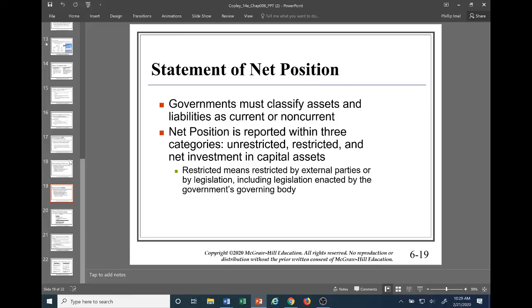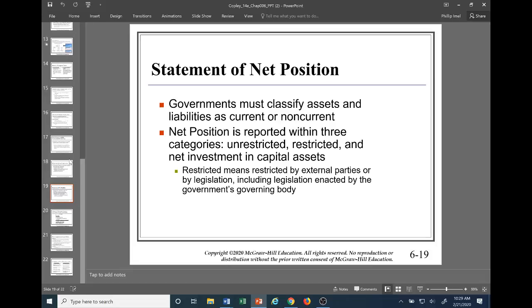Statement of net position. Governments must classify assets and liabilities as current and non-current, right? So we're used to seeing that. So in other words, the statement of net position has to be a classified statement of net position, right? So what's classified mean when we say it's a classified balance sheet or a classified statement of net position? What are they referring to when you hear that? You separate things into different classes. And the classes are what? Current or non-current. So you're just classifying it.